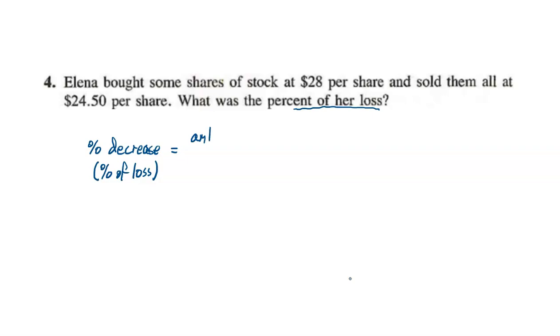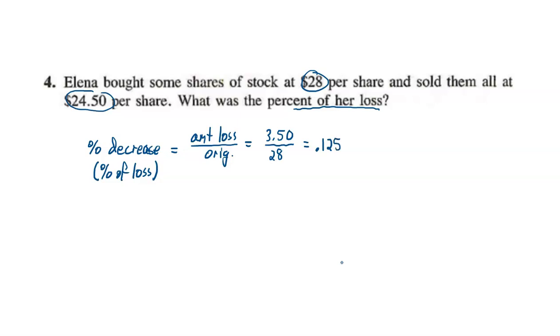That's the amount of loss compared to the original value of the stock. How much per share did she lose? She lost $3.50 per share. That's found by comparing this number to this number using subtraction. And compare it to the original value. Was the original value the $28 or was it the $24.50? It was the $28. Do this division, and that's 0.125.